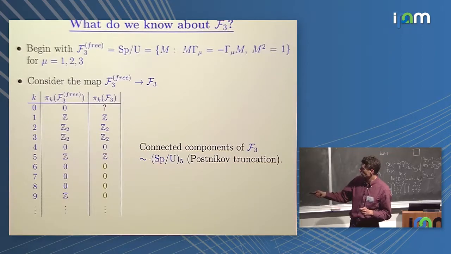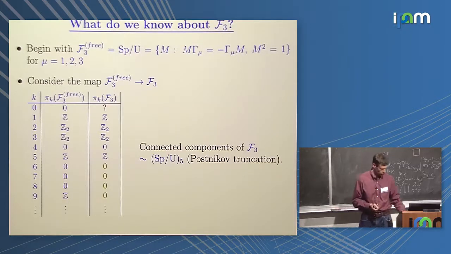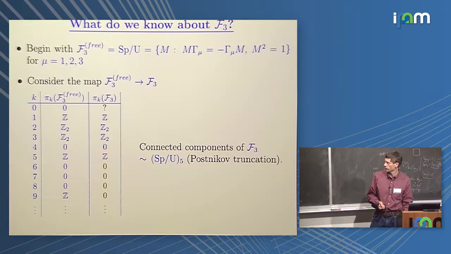It's SP over U restricted to dimension 5. It's a Postnikov space of SP over U. SP over U is that space. So we know the connected component.